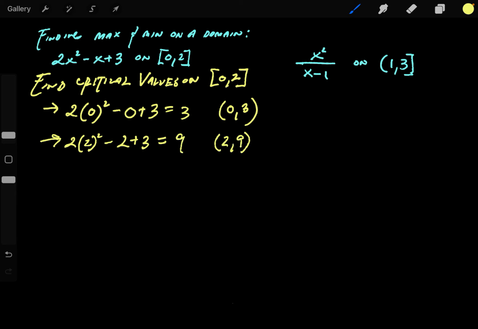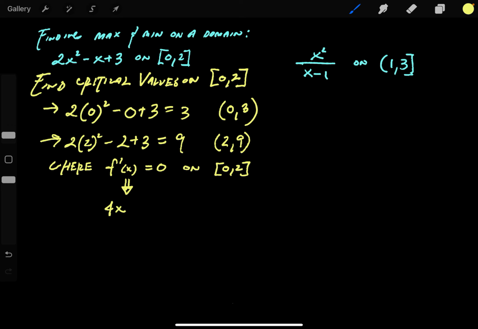Now, the other critical values are where f prime of x equals 0 on this interval. So we have to take the derivative. We're going to get 4x minus 1 equals 0. That means 1 equals 4x, and x is equal to 1/4, which is indeed a point on this interval.